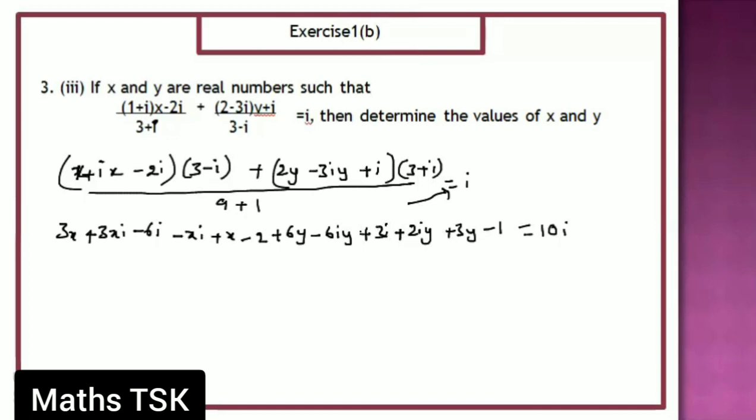Compare the real and imaginary parts. So I separate the real parts. Look here, real part is 3x plus x, 4x. I write here 4x, and then y is 6y, 3y, 9y plus 9y, and then minus 2 minus 1 is minus 3, minus 3 means is equal to 3.